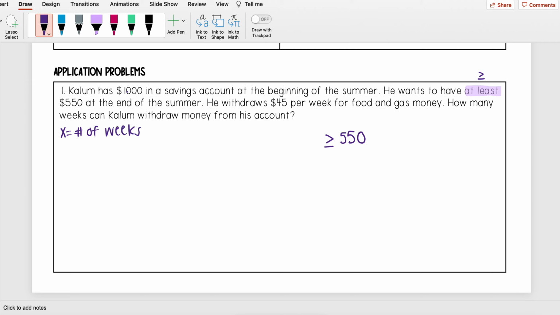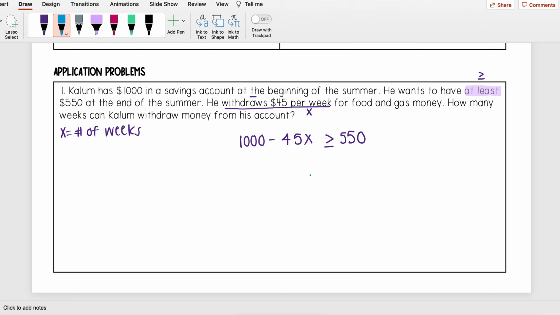So I see that Callum has $1,000 in his savings account at the beginning of summer. And I see that he withdraws $45 per week. Well, that per week means x. And he's withdrawing $45, so that means he's taking it out of his already $1,000. So he's subtracting $45 every week. To write that on the left-hand side of my inequality, I'm going to have 1,000 minus 45x. And so I have my inequality here.